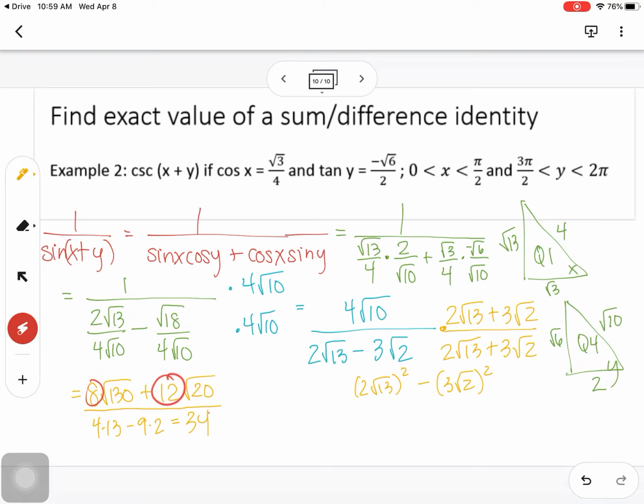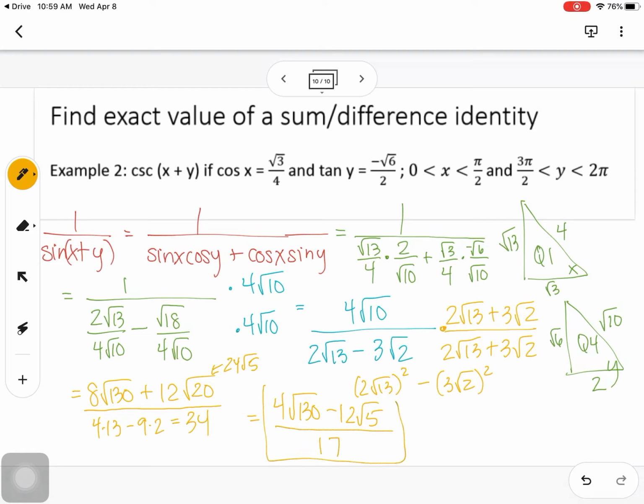Then I'm looking really at all my coefficients. They're all even, so I'm going to divide a 2 out. This will be 4 times the square root of 130 minus 12 root 5. When I also simplify that, sorry, this 20 can simplify because it's 4 root 5, so this becomes 24 root 5. I should mention that. All over 17.